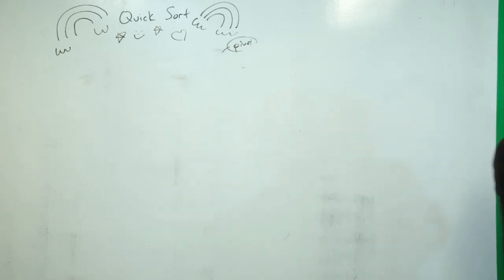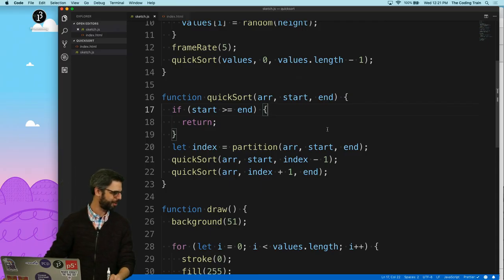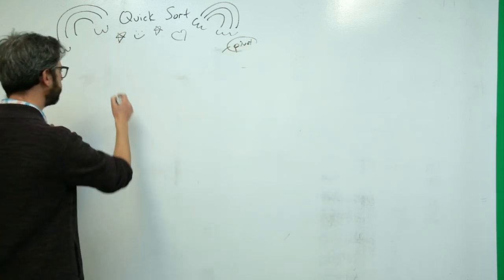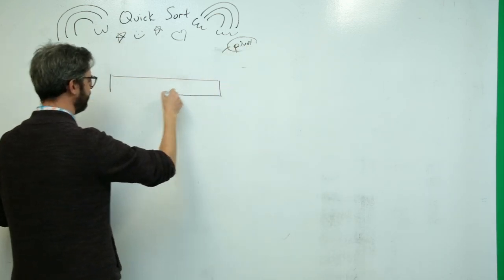One more time explanation. What are we at? 1220? Life could be worse. Okay. Here we go. All right, let's work out that partition function. So let's make up another array that has 5 elements in it.